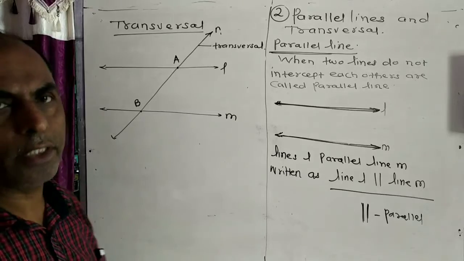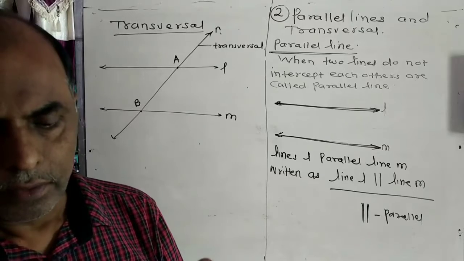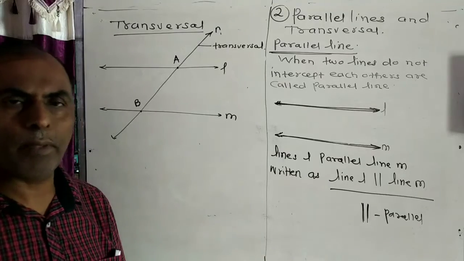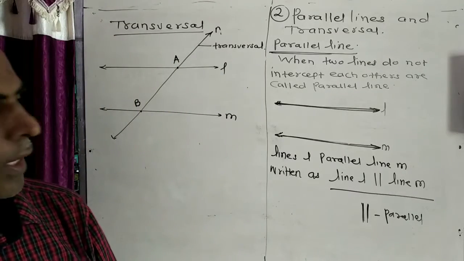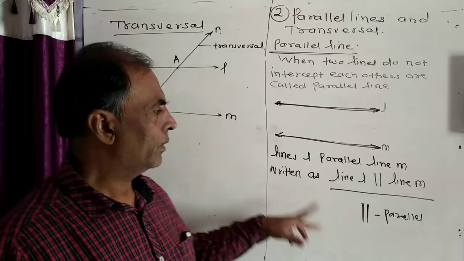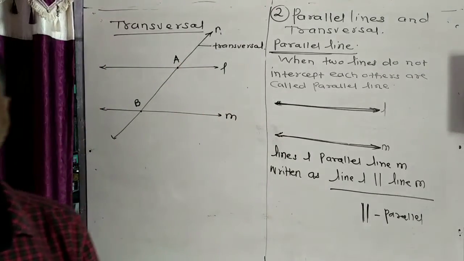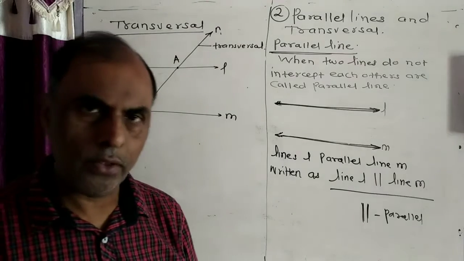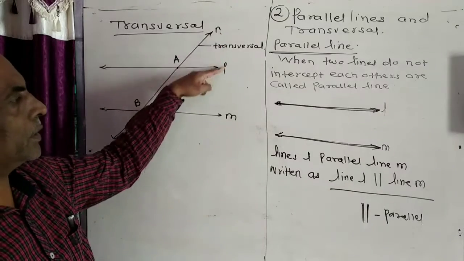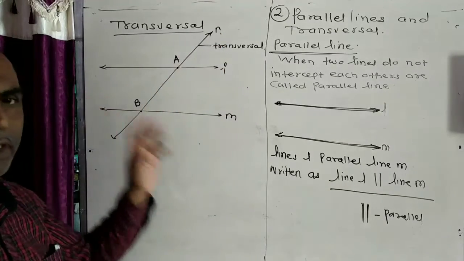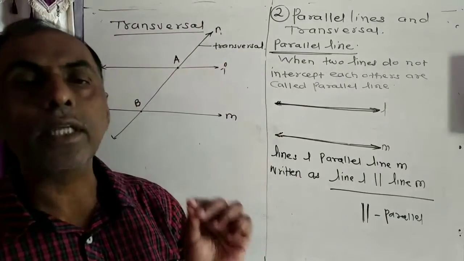So these are the two important definitions. The first definition is parallel lines. What is the definition? When the lines lie in the same plane and do not intersect each other, they are called parallel lines, and this is the sign for parallel. Second, transversal. When a line intersects the given two lines in two distinct points. Two distinct means two different points. This line intersects these two lines in points A and B. If it intersects in two distinct points, then such a line is called a transversal.